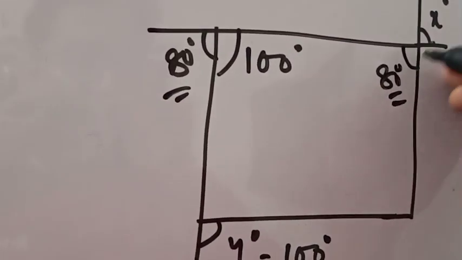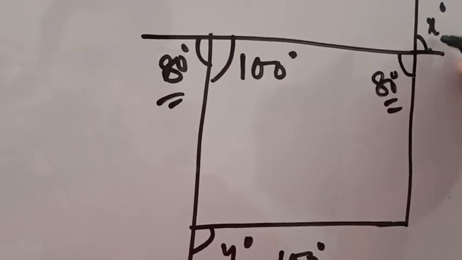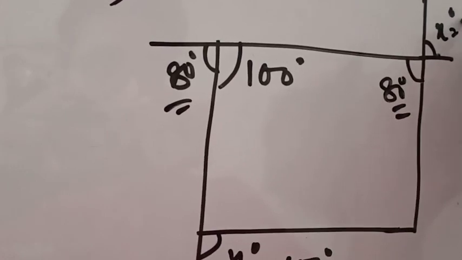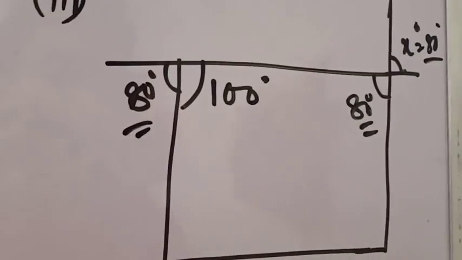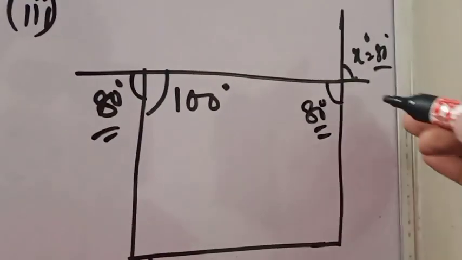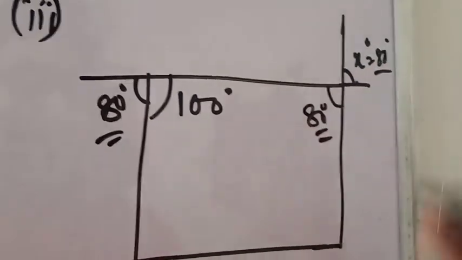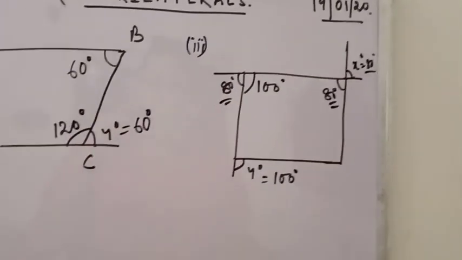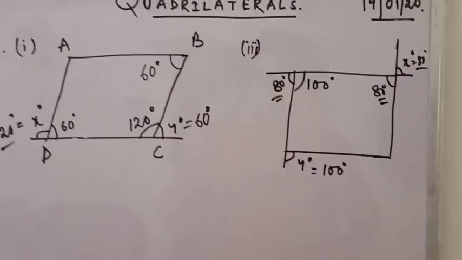Now these are vertically opposite angles, so this is 80 also. So x equals 80. Okay, so x equals 80. This and this are vertically opposite, so x equals 80 and y equals 100. Now next.